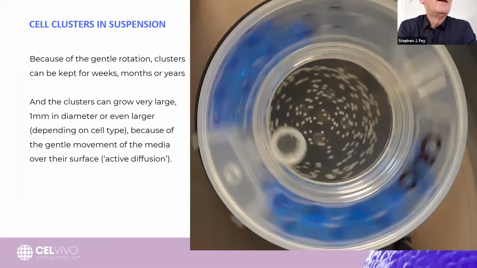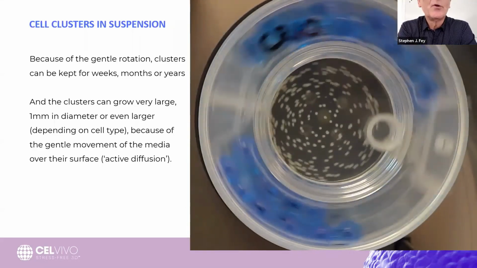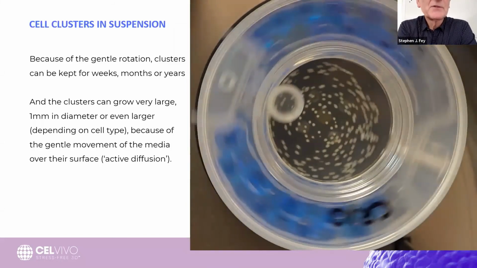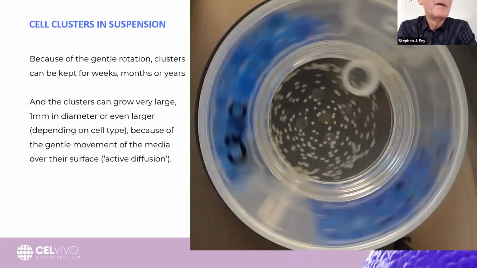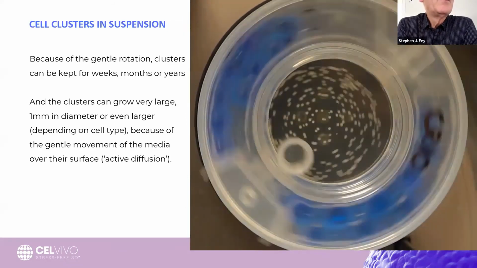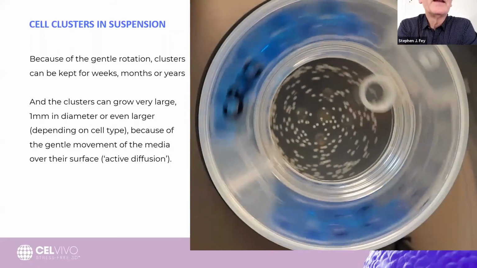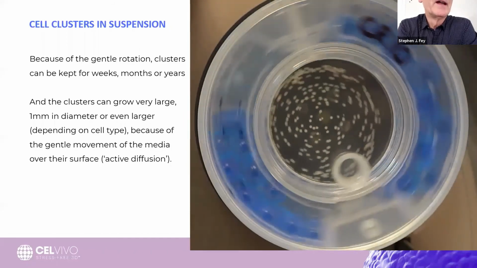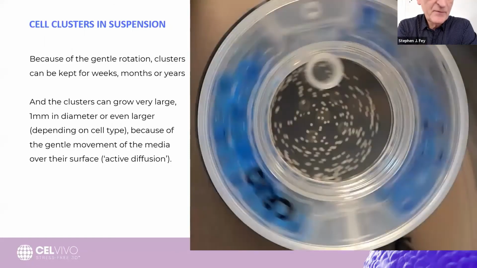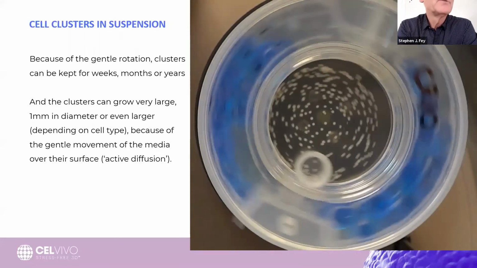Because of this gentle rotation, you can keep your clusters alive for weeks or months or even years. So that's very valuable. The clusters can get very big, a millimeter in diameter or even larger, depending on the type of cell you're working with. It's because of the gentle movement that the media moves across the surface that enhances the diffusion. So we call it active diffusion. But actually all it's doing is to make the diffusion gradient short. That's a very important gain and allows your spheroids to become so large.